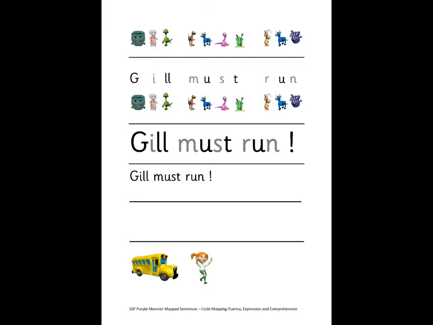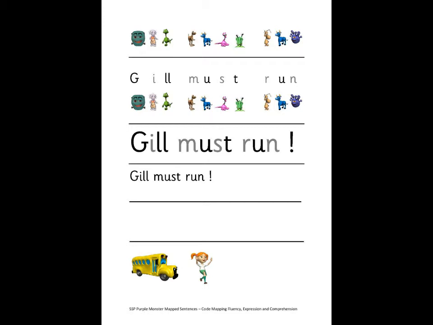So they're doing it at their pace, trying to do it as quickly as they can. The one that they don't do quickly is the one with expression, because then we're reading it. Before that, we're decoding it. We're using monster mapping. J, i, ll, Jill, s, t, must, r, u, n, run. Jill must run. Then look at the next bit.